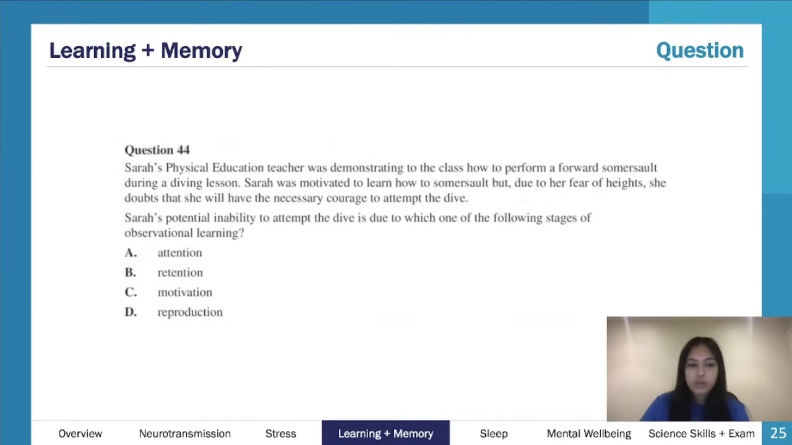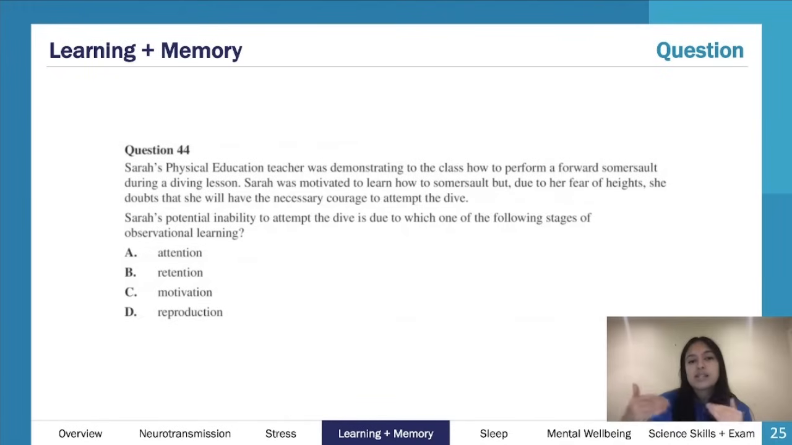So kind of similar to what I was talking about before. You can go through these. Motivation is the one that's very explicit. Sarah was motivated to learn how to somersault, so you'd immediately chop out C. Attention. She's looking at the physical education teacher, and if she's motivated to do it, you can assume that she's paying attention. There's nothing in here that would suggest that she isn't paying attention. B, retention, in terms of memorizing it. Again, the same thing, less likely because there's nothing in here to suggest that she's not retaining the information.